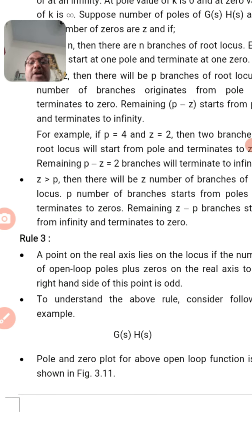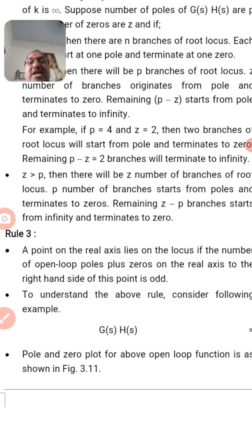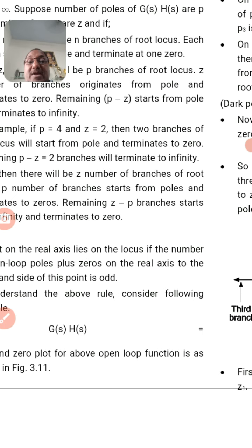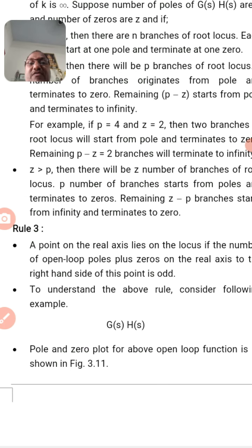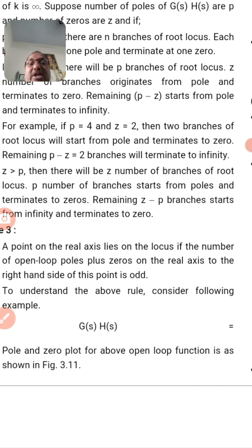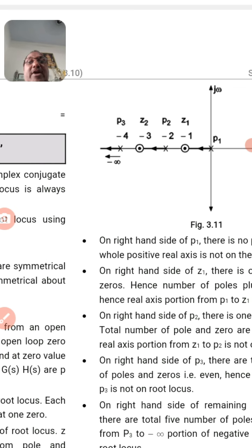Rule 3. A point on the real axis lies on the locus if the number of open loop poles plus zeros on the real axis to the right hand side of this point is odd. To understand the above rule, consider the following example: the pole and zero plot for the above open loop G(s)H(s) is as shown in figure 3.11. Pole 1, pole 2 and pole 3 are there. Also Z1 and Z2 are there.